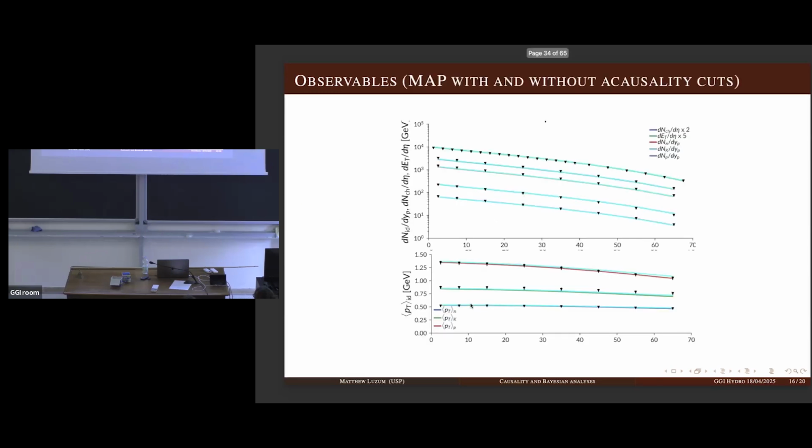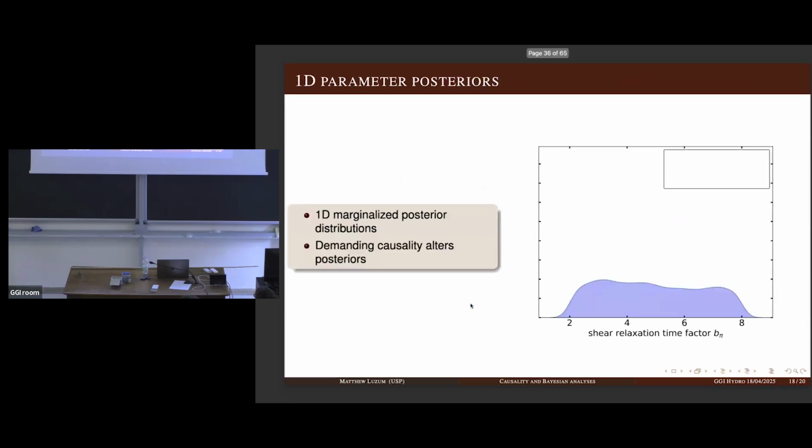So even though it's very, very common to have acausality, if you say, I don't want it, we can still do things. It's not essential to our description of a heavy ion collision.